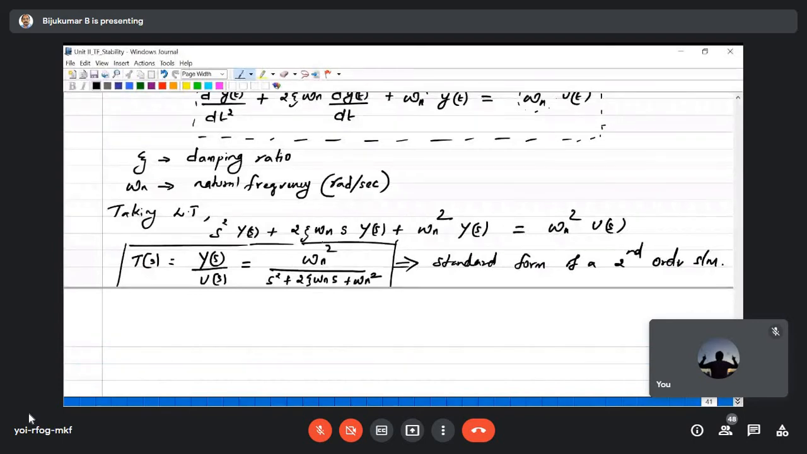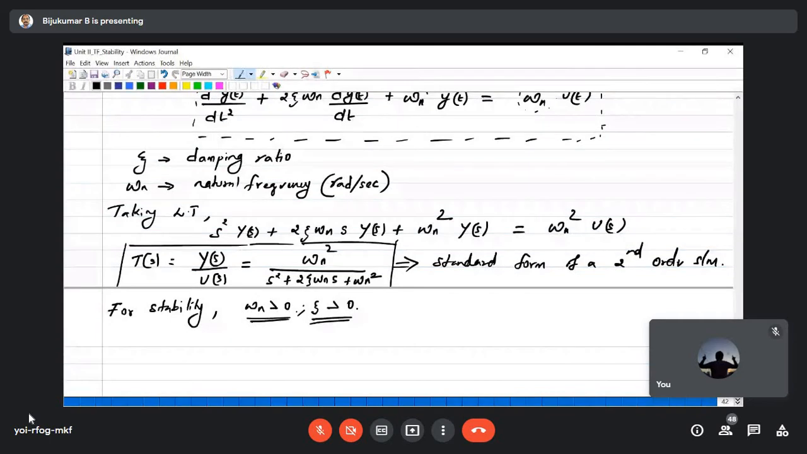In order for the system to be stable, these omega n and zeta are the two factors, right? Omega n should be greater than 0 and zeta also should be greater than 0. Then only the system is stable. If zeta goes negative, or omega n goes negative, your system will become unstable, because poles will move to the right half of the s-plane. This you keep in mind.